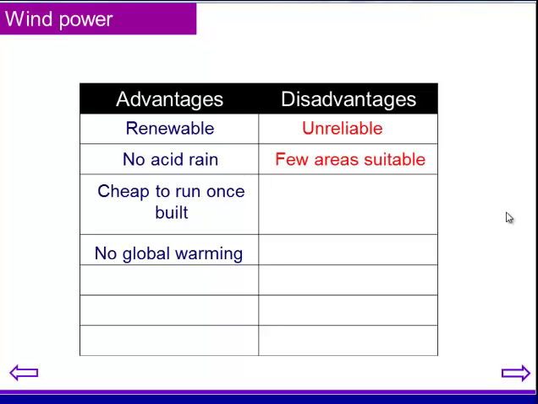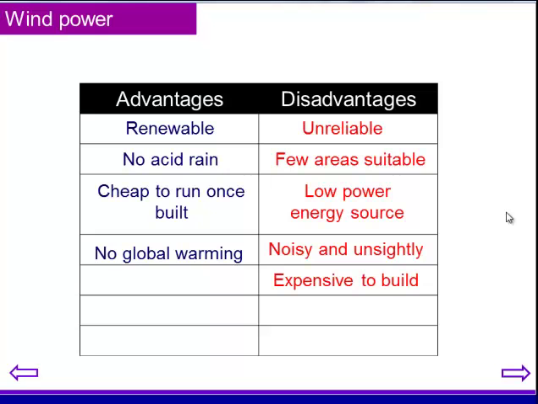Few areas are suitable, because you need a constant flow of strong wind and to not be in a place that would disturb a major population. It's a low power energy source; the amount of power produced is relatively low. Some people see these things as noisy and unsightly. They're very expensive to build, and a large area is required, particularly for a wind farm. And finally, they're thought to kill migratory birds, although there's not that much evidence for that.